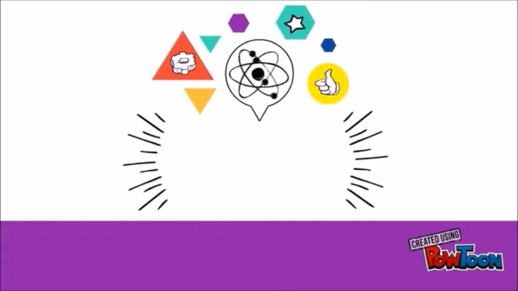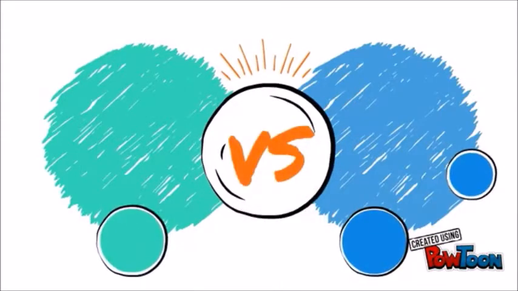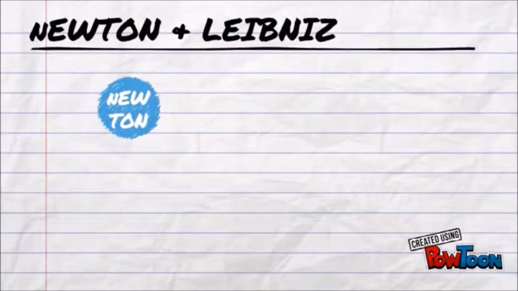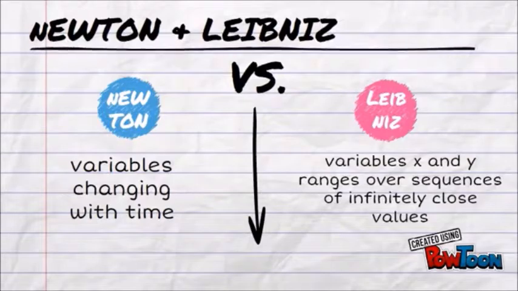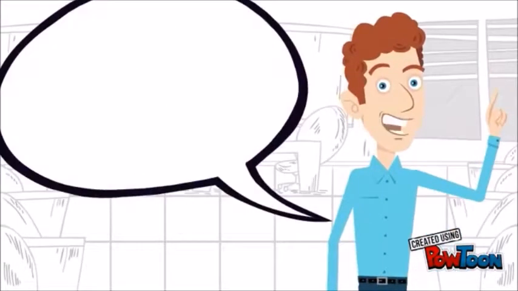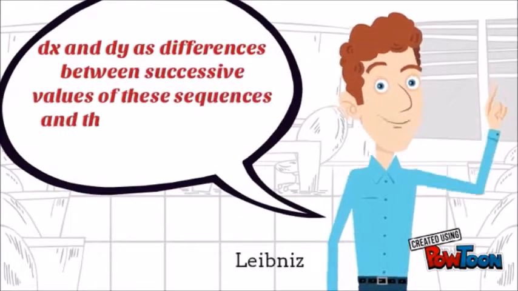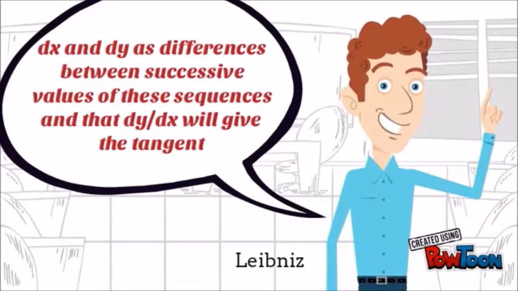Calculus was first discovered by Isaac Newton and Gottfried Leibniz. However, both of them had very different concepts of calculus. Newton considered variables changing with time, while Leibniz thought that the variables x and y ranged over sequences of infinitely close values. Leibniz suggested that dx and dy were differences between successive values of these sequences, and that dy over dx would give the tangent, although he didn't use it as a defining property.